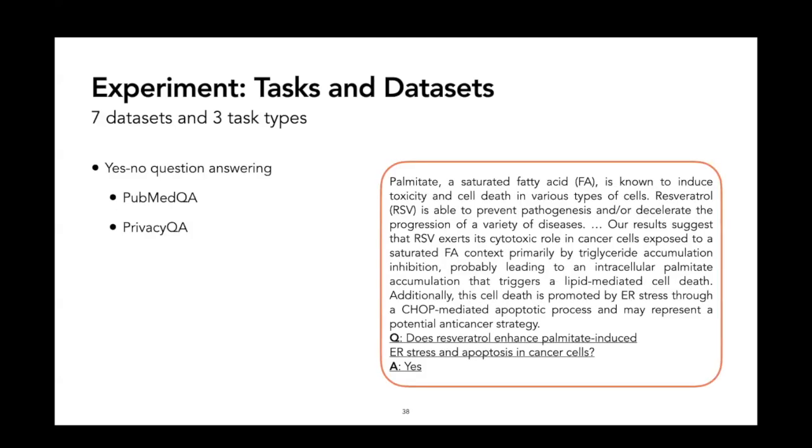The first one is yes-no question answering. We've already seen an example of this. We considered two datasets, PubMed QA and Privacy QA. PubMed QA asks a question about a medical abstract, and we need to say if this is yes, no, or even maybe. And then Privacy QA deals with privacy policies from websites. The user asks questions about a paragraph, and our model should predict if the question is relevant or not. The paragraphs from these datasets are used to generate both the question and the answer with the Bonito model.